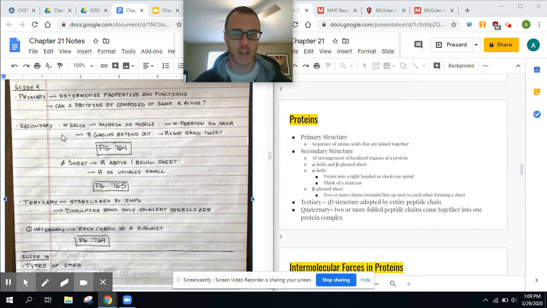Your secondary structure is if you have an alpha helix. This is myosin in the muscle. And what this does is it means that the R groups are going to extend out. And I'm going to show you these pictures here. I'm trying to draw your attention to these pages.